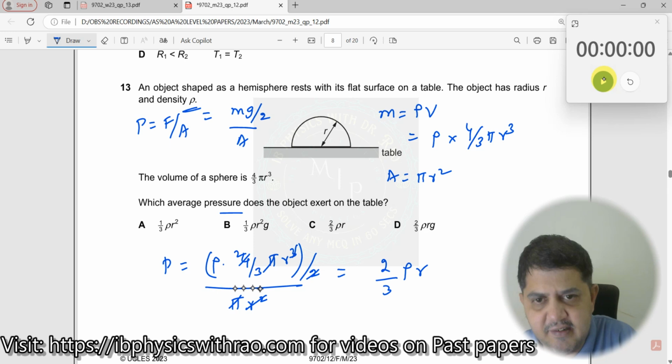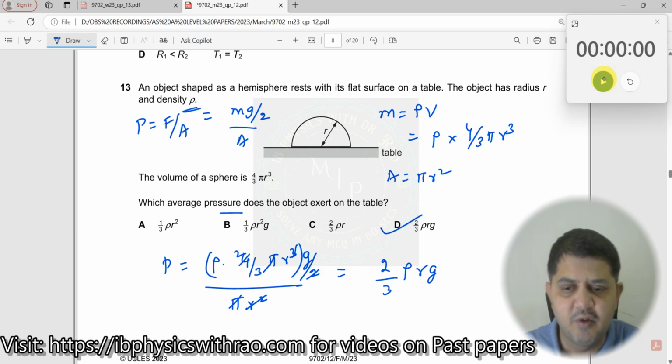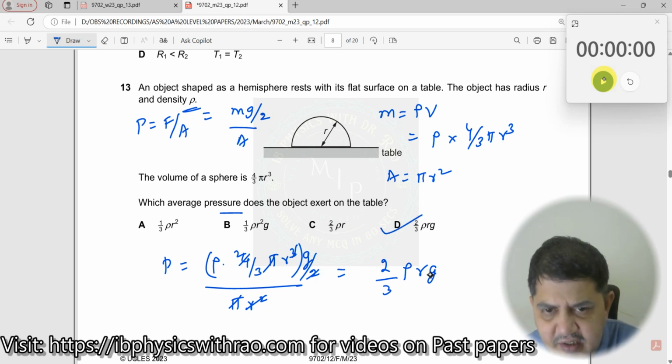Did I miss anything else? I think there is a g here. Okay, m into g, right? So this g into g over here. 2 by 3 rho r g. 2 by 3 rho r g is answer D. Okay. Is there a g? Yes, g, yes.